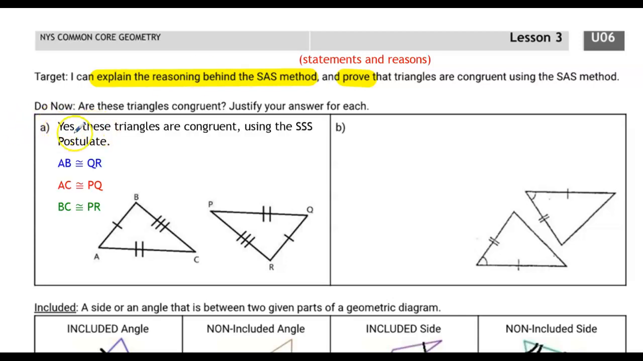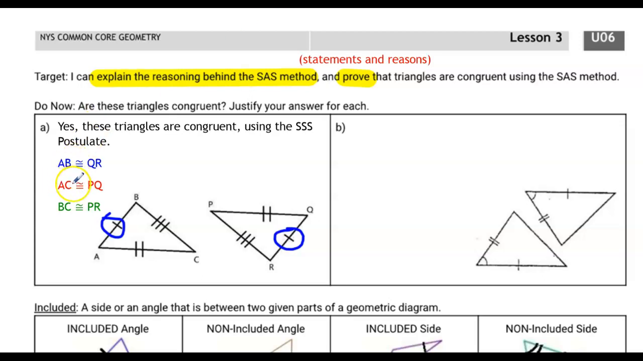First pair of triangles, we can say, yes, these triangles are congruent using the SSS postulate. It's a postulate that we learned about yesterday. We know that AB is congruent to QR. In other words, AB has that one hash mark, and we know that QR also has that one hash mark. It doesn't tell us exactly how long QR is or exactly how long AB is, but it does tell us that those two sides are congruent or have the same measure.